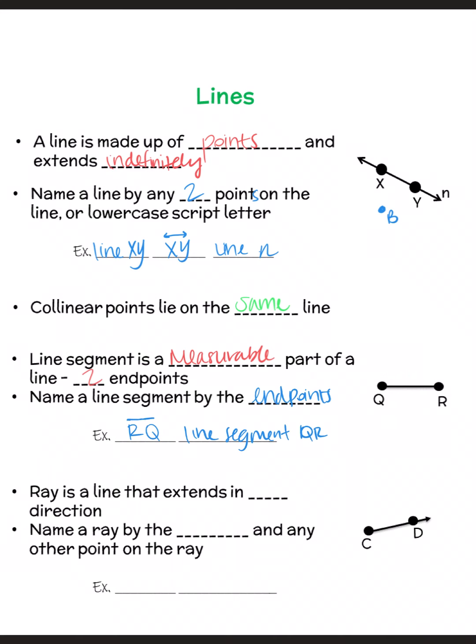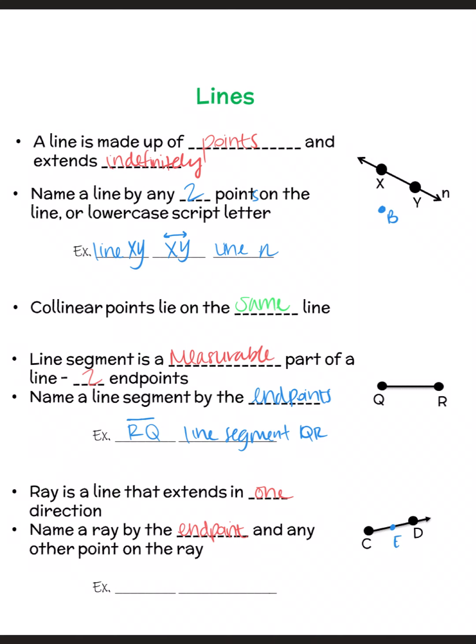All right, another kind of line that we have is our ray, and our ray is a line that extends in one direction. So this time it's kind of a combination between our segment and our line. We're going to have one endpoint, and then the other side goes on forever and ever. So we're going to name these rays by the endpoint and any other point on the ray.